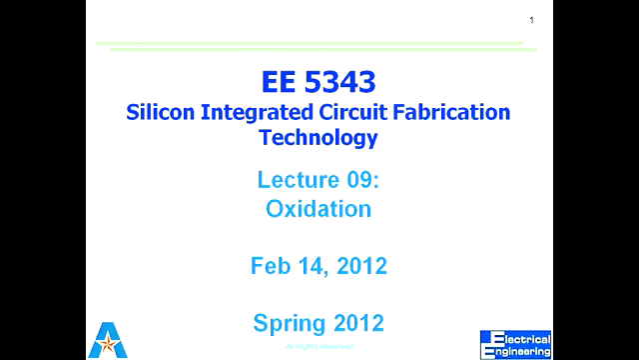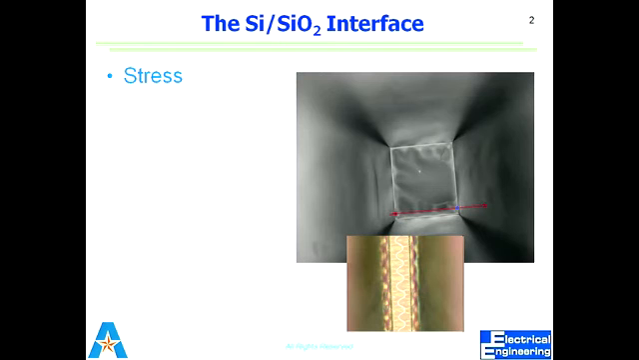So last time we discussed oxidation, how we grow oxide on the silicon surface, what different parameters affect the oxidation rate, and how we can change the rate of the oxidation. So today we are continuing with oxidation. We'll be discussing the stress in the oxidation.